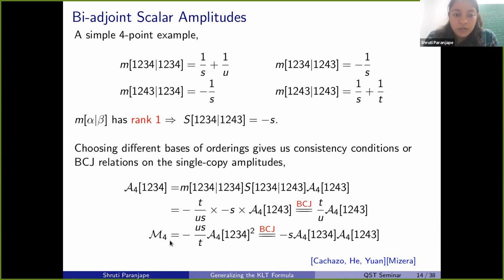All right. So this now lets us write down the double copy with this minus S kernel, this will be A1234, A1243. And again, you don't have to choose this basis. If I chose a different basis, like 1, 2, 3, 4 on both sides, then my kernel would look like this, because it would be the inverse of this amplitude, and so it would look slightly different. And these are connected again by the BCJ relations.